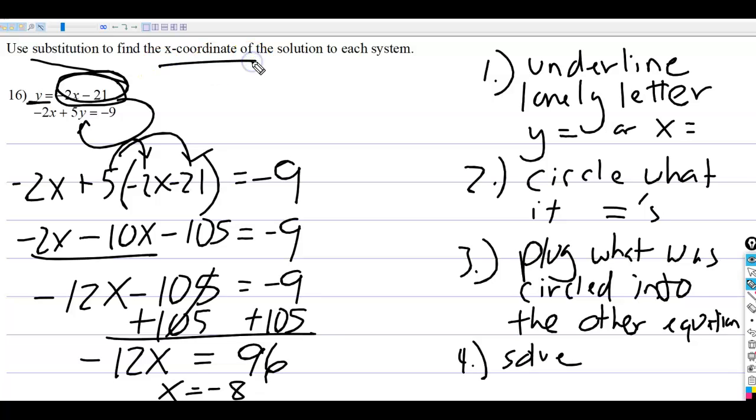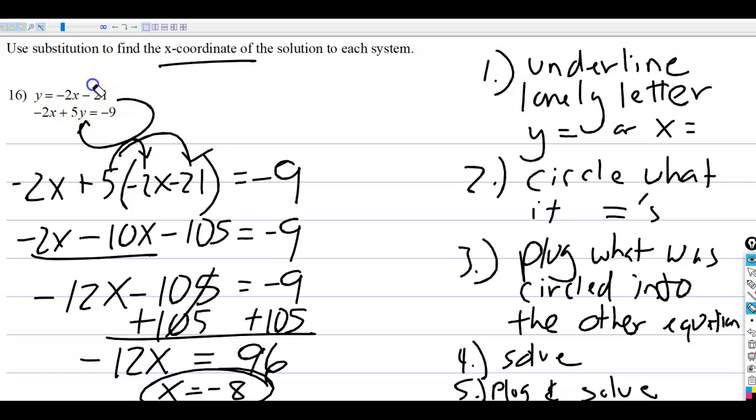Now it says just find the x-coordinate, so technically we could stop there. But a lot of times you do want to go back and find the y value. So what you're going to do is you're going to plug and solve to find the other variable. So I'm going to take this answer here and plug it into one of the original equations. Now it doesn't matter which one you use because both of them should give you the same answer. That's the point of equations. However, I would advise using the one that has a lonely letter because it's usually easier to use that one.